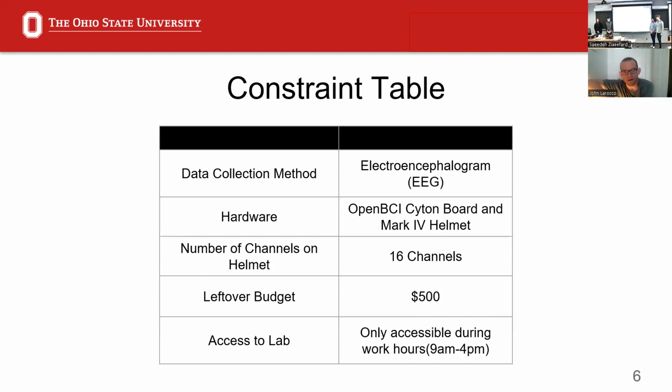All right, so moving on to the constraint table, we're required to use EEG for our method of data collection. We have to use the OpenBCI Cyton board and Mark IV helmets. There are 16 channels on the helmet we have to use. We have a leftover budget of $500, and the lab is only accessible during work hours, 9 a.m. to 4 p.m.